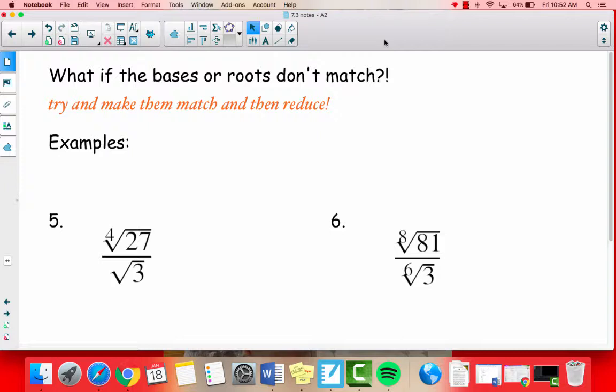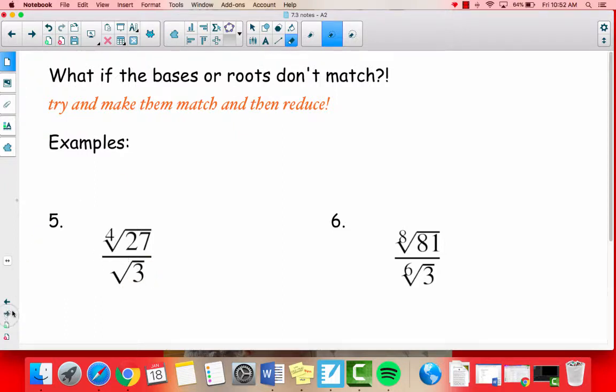Starting off with number 5, we have the fourth root of 27 divided by the square root of 3. So there's a couple things you want to notice. First, notice that the index is different for both. Here we have a 4, and here we technically have a 2. So those are different exponents. And then also we have a 27 as one base and a 3 as the other.